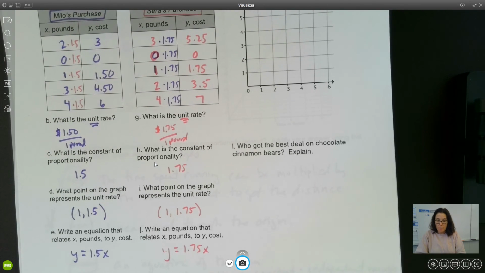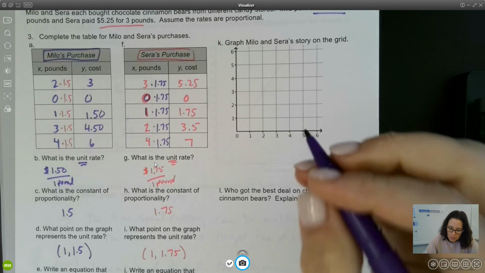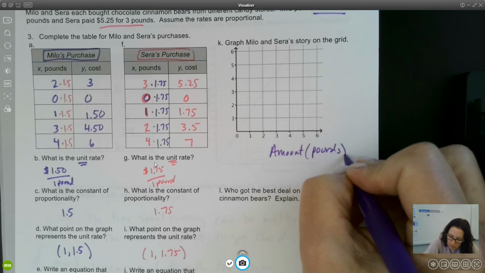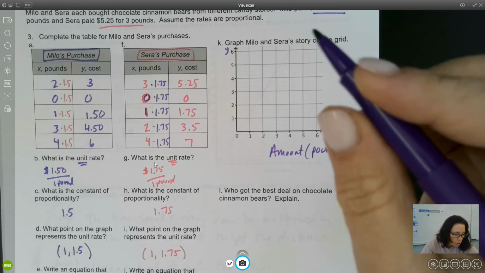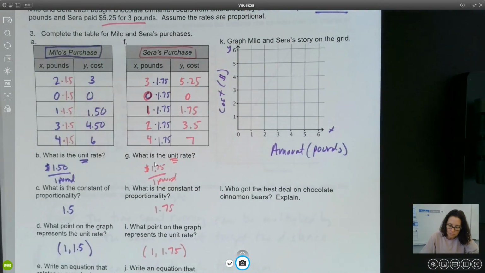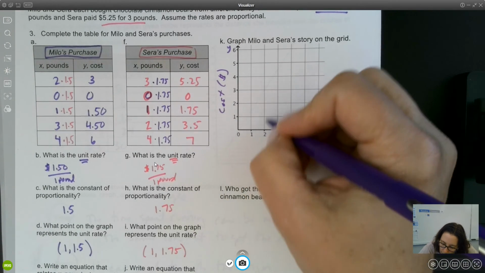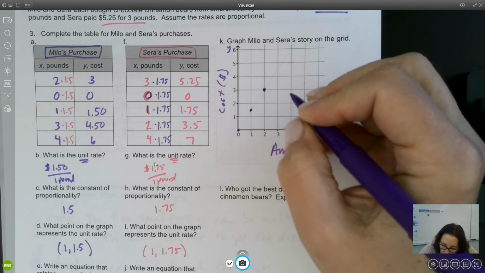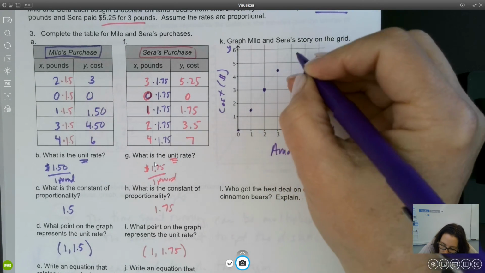All right, now we're going to graph both on the same grid. I'm going to use 2 different colors. So this is the amount in pounds. This is our x value. This is our y value. And this is going to be our cost in dollars. All right, let's do Milo first. Okay, so Milo: (0, 0), (1, $1.50), (2, 3), (3, $4.50), and (4, 6).